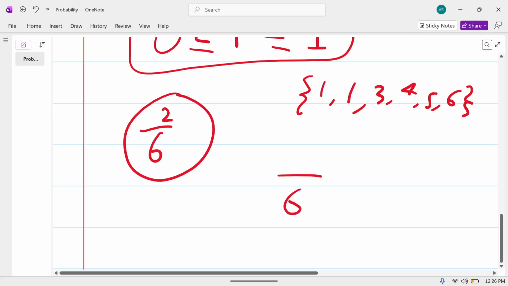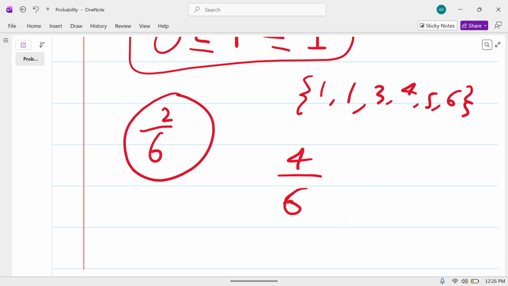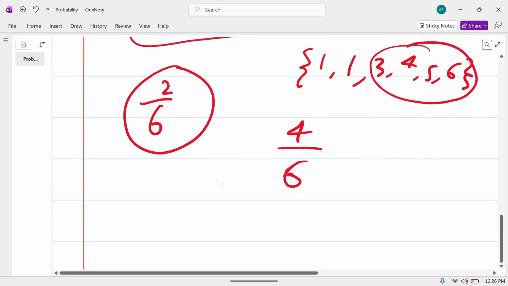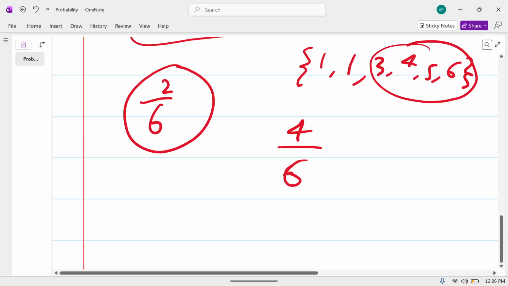So the total outcomes remain the same, right? But the numerator, the favorable outcomes, would be 4. You know why? Because you're just going to exclude the two ones over here, right? And these are the only ones that we're going to count, right? So if the dice lands on a 3 or a 4 or a 5 or a 6, the event is still being satisfied, right? So you are going to have yourself a 4 over 6.